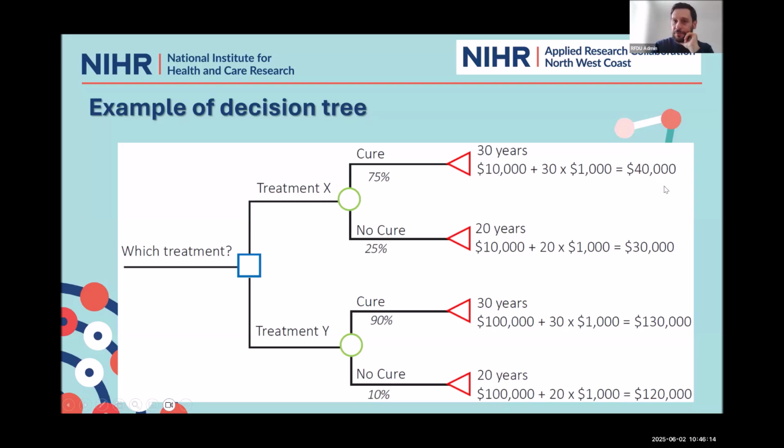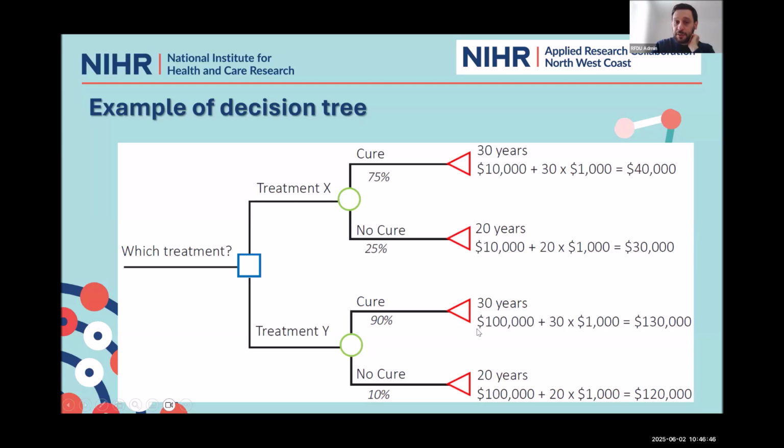We are going to end up with $40,000 for this particular branch. Okay. For the other branch, instead, no cure. The costs are the same, $10,000 for the initial treatment cost, and then $1,000 for each year people live. But of course, we're going to have a lower life expectancy here, so 20 years rather than 30. So the total cost for this branch is going to be lower, $30,000.